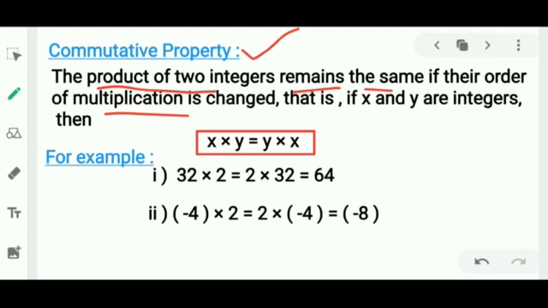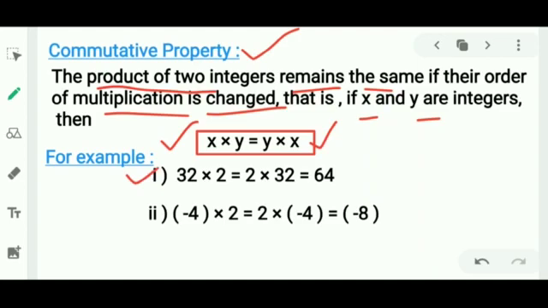Again, in properties of multiplication, the product of two integers remains the same if their order of multiplication is changed. That is, if x and y are two integers, then their multiplication x into y is equal to y into x. Either we can take x multiplied by y, or we can take y multiplied by x. The answer will remain the same. We can understand it by an example.